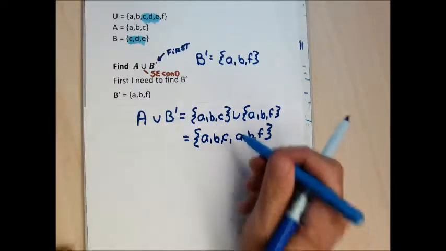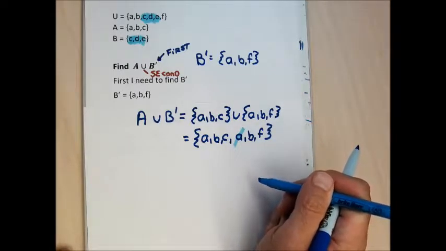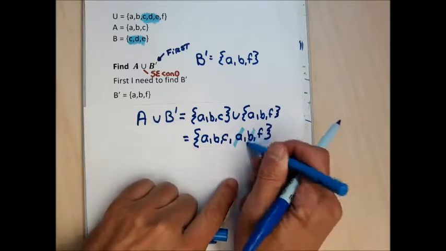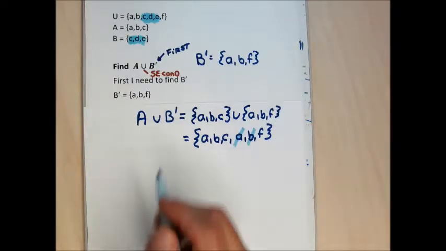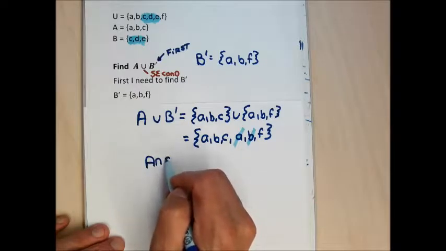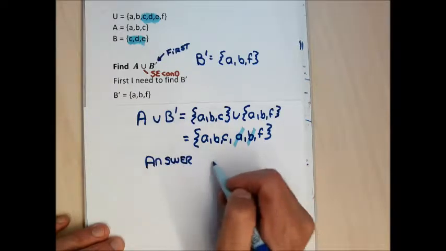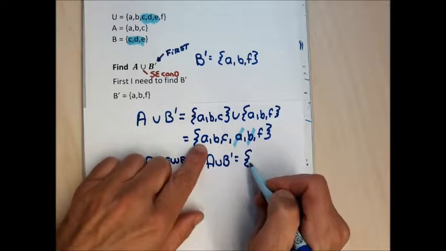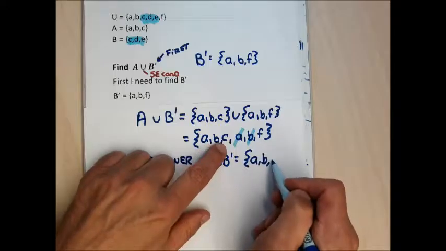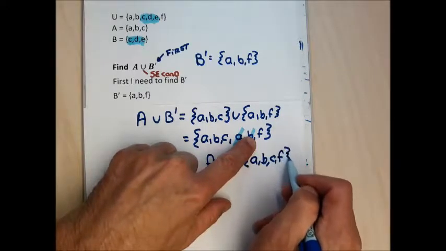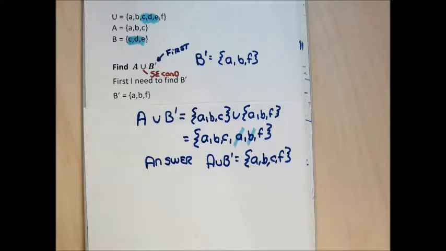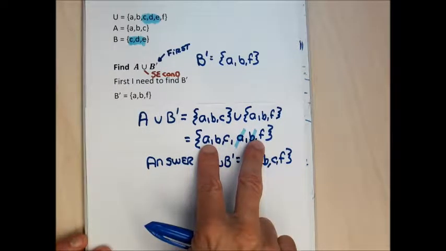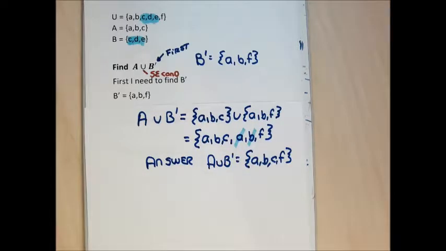And any letter that's written twice, I'm not going to write twice. There's two A's, so I'm only going to write one A in my answer. There's two B's in this set, I'm only going to write one B in my answer. My answer to this problem, as to what A union B complement is, I'm going to say it's the set that contains the letters A, B, C, and F. If you can do these problems in your head and you don't have to show this intermediate step to find the union of the two sets, that's better than writing all the steps that I'm writing.